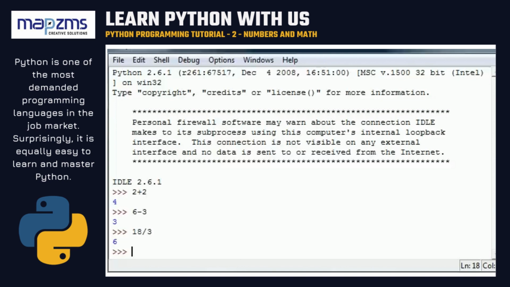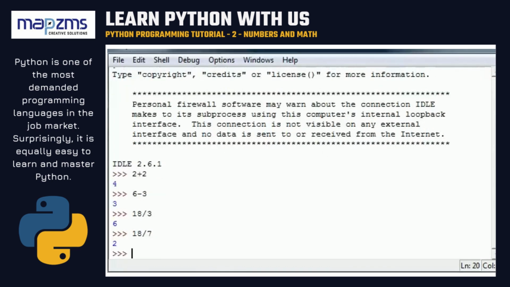But what if you try integer division with numbers that don't divide evenly, like 18 over 7? Now this is 2 point something, but once you do that, it just gives you 2. And this is because Python is looking at your question, 18 divided by 7, and it says, alright, you're asking me what an integer divided by an integer is, so I'm going to give you an integer as the answer. But we all know that 18 divided by 7 isn't 2.